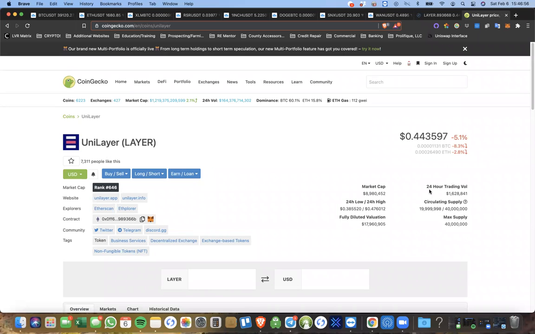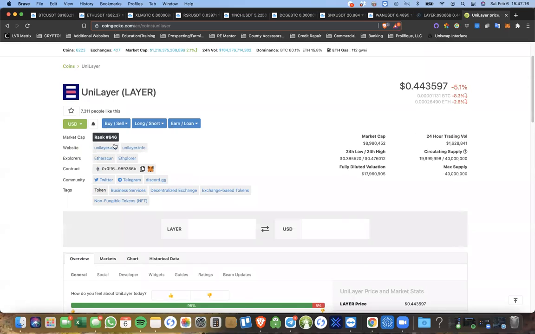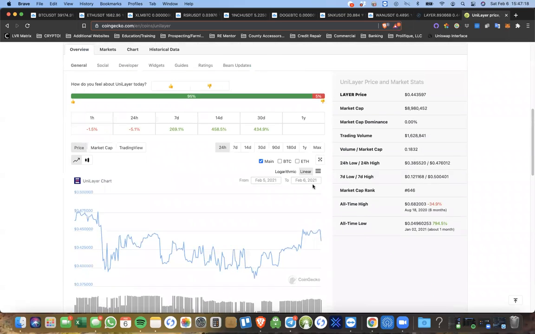As you guys can see, 45 cents. The market cap is just under 9 million. 24-hour trading volume is pretty high, especially for such a low cap. Circulating supply, so there's only 40 million. There's only 40 million, which is not much, guys. That's about double of Bitcoin. Still very small. But let's read.